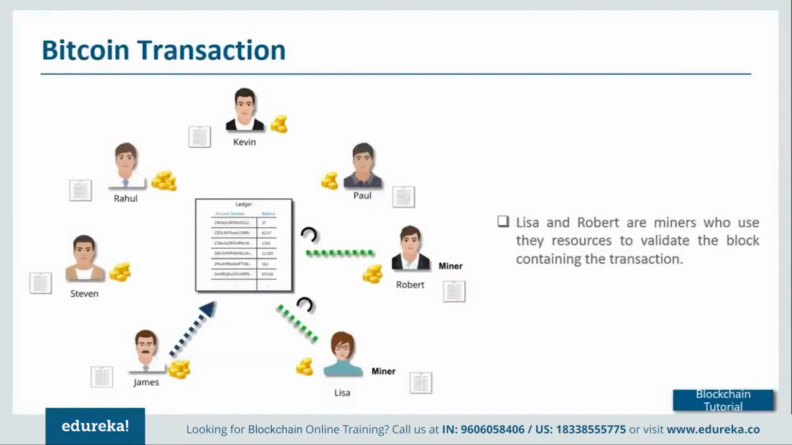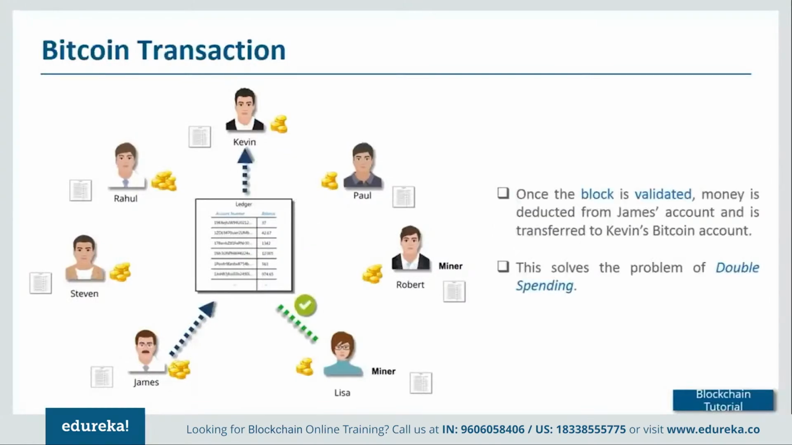Now once they have validated that James has sufficient balance in his account to transfer 500 Bitcoins to Kevin, then what happens is that this transaction gets added as part of the block. And once the block in itself gets validated, the money gets reduced from James's account and goes to Kevin's Bitcoin account. Now usually this whole process of a block validation gets completed in 10 minutes, but it is suggested that you wait about 30 minutes to confirm a transaction. Now why is that so? We will be talking in our next session, but for now just keep this in mind.